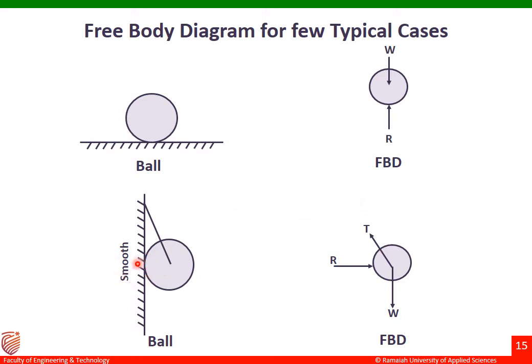And then there is one more force, that is the reaction force coming from the wall towards the ball. That is represented as R. So these are the three forces which are acting on the ball. This is my free body diagram of the given figure.